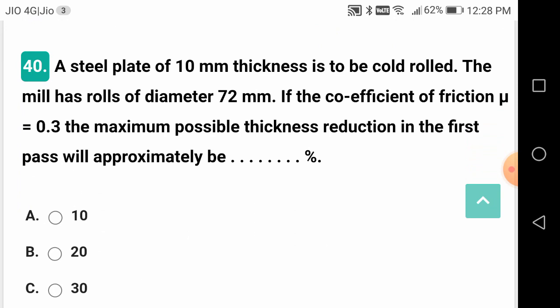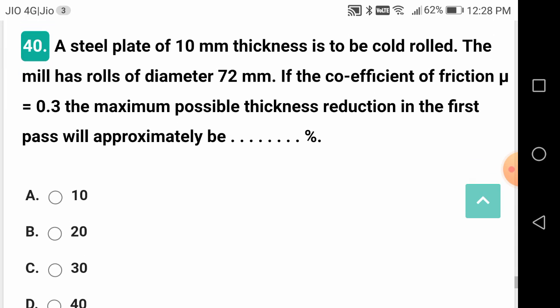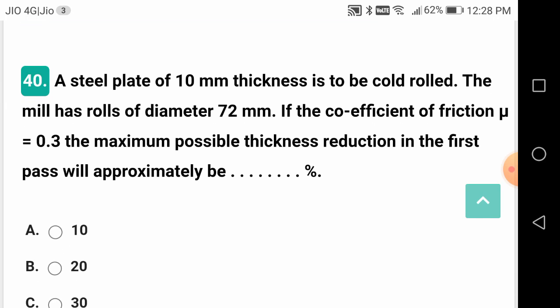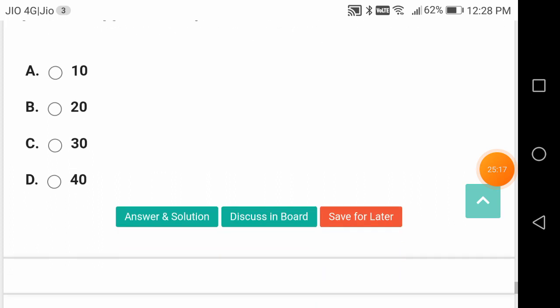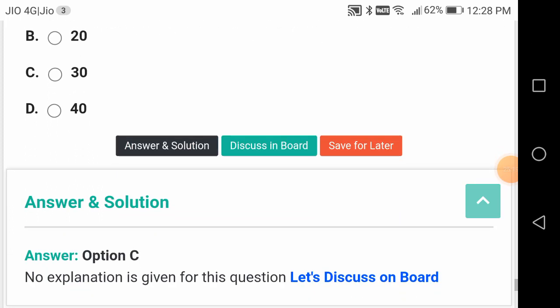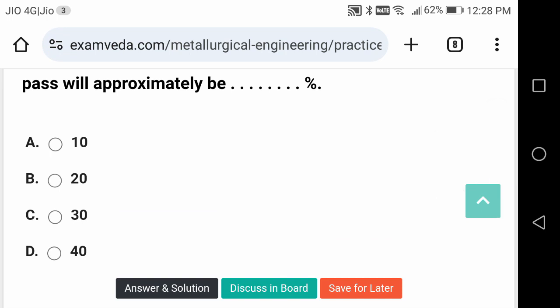Steel plate of 10 mm thickness is to be cold rolled. The mill has rolls of diameter, 7 to 8. If the coefficient of friction is equal to, the maximum possible thickness reduction in the first pass will be 0.09 into 36. How much will it be? C, 30. Similar formula.